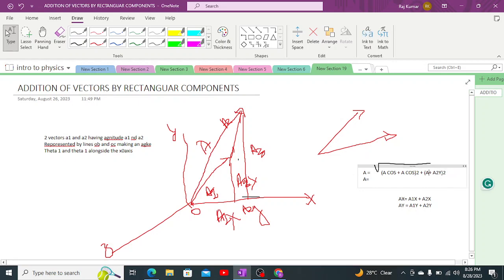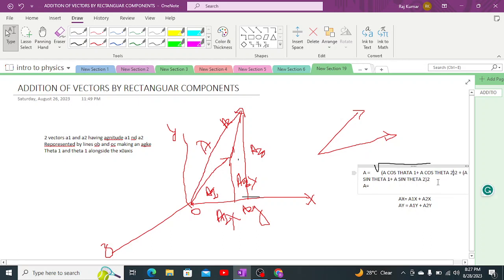Secondly, we have A1y, so A1y is equal to A sin theta 1, A2y is equal to A sin theta 2. Let me just write it: A cos theta 1, A cos theta 2.